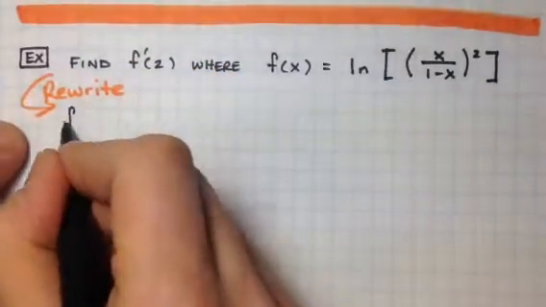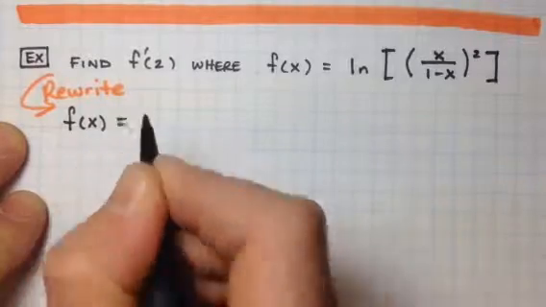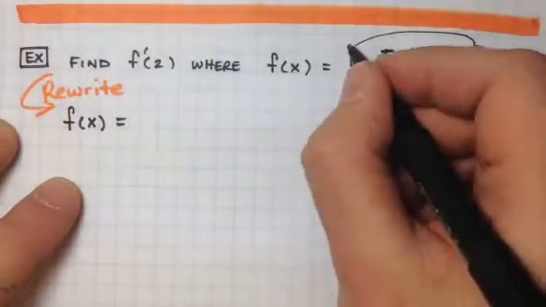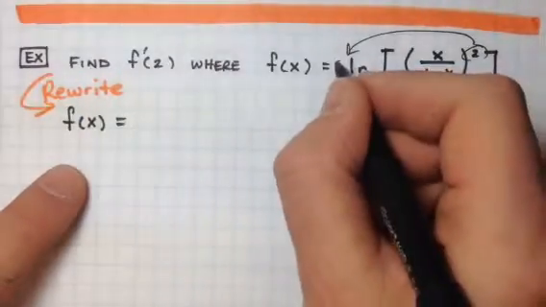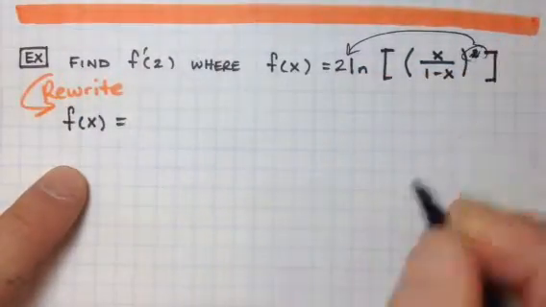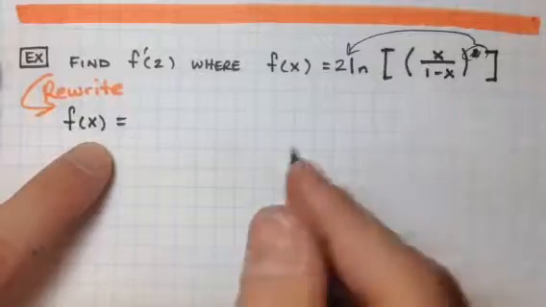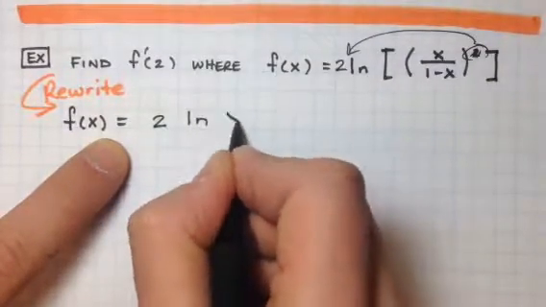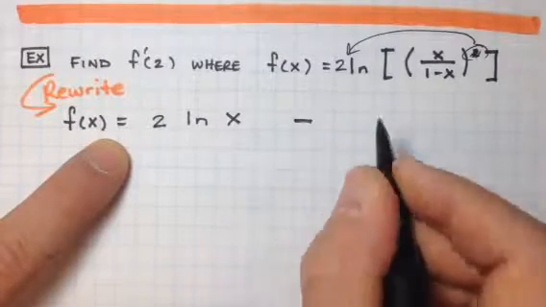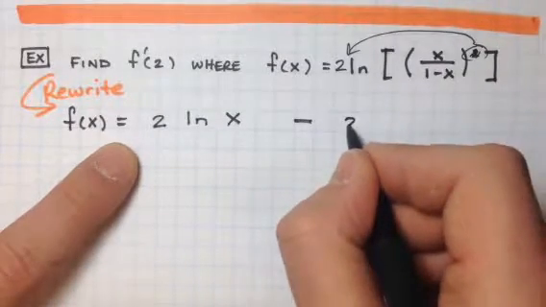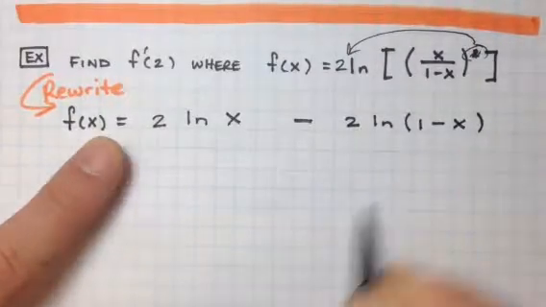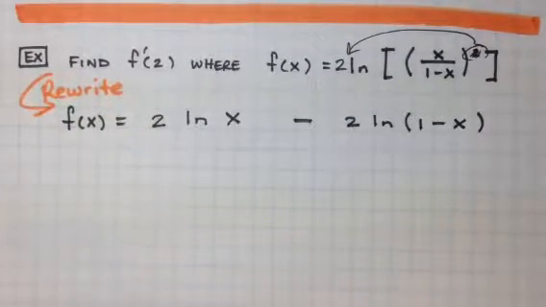So f of x is equal to, I'm going to take that 2 and pull it in front, so we get a 2 right here. And then I'm going to use the quotient rule to disassemble this so that it's 2 natural log of x minus, because it's quotient rule, 2 natural log of 1 minus x. So that's our rewrite.